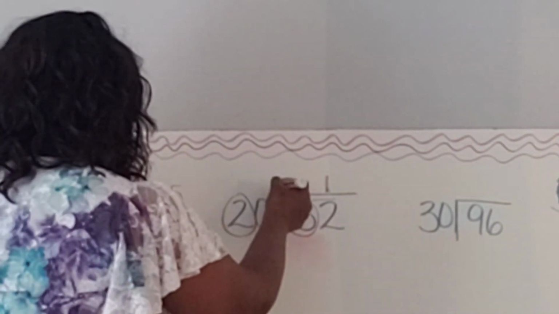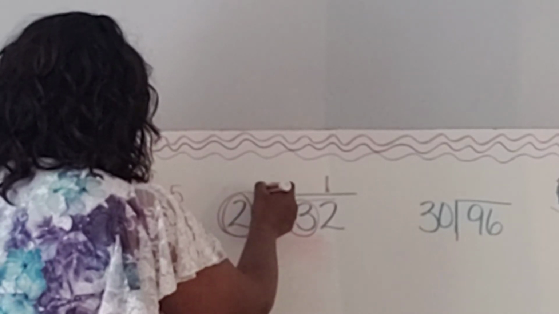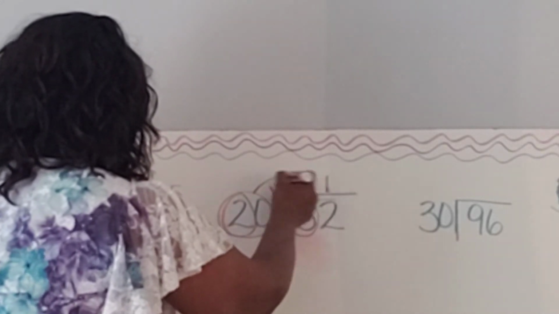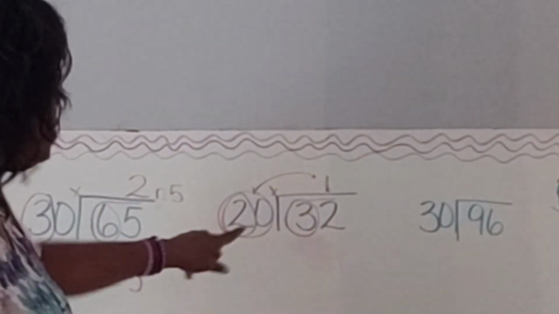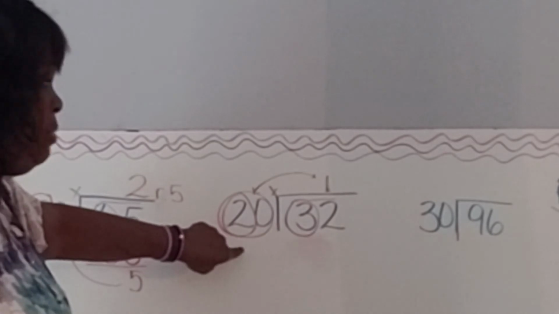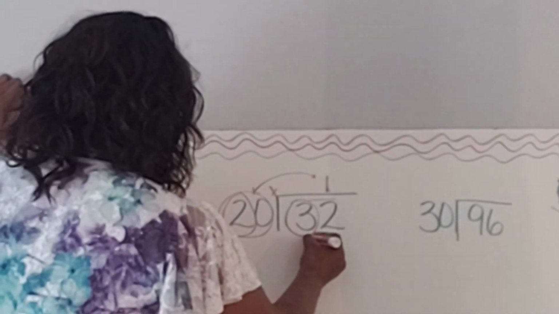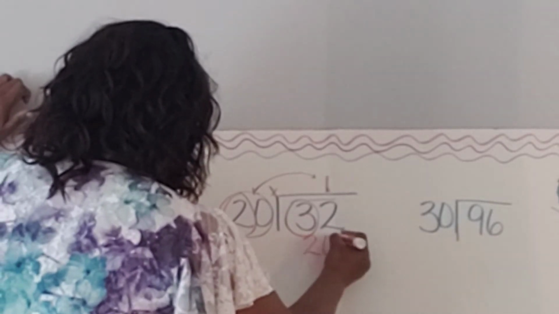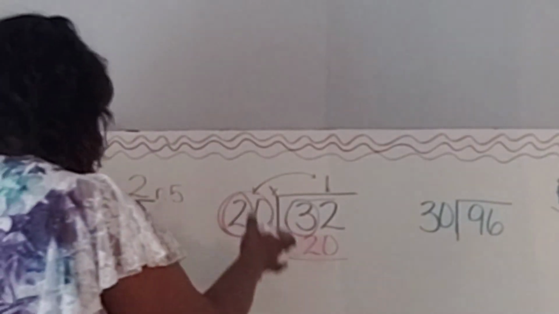But then when I multiply, what do I have to multiply? The whole outside number, okay? 1 times 20, not 1 times 2. 1 times 20, because that's what I am dividing, okay? So 1 times 20 equals 20. And I write it underneath so that I can subtract.